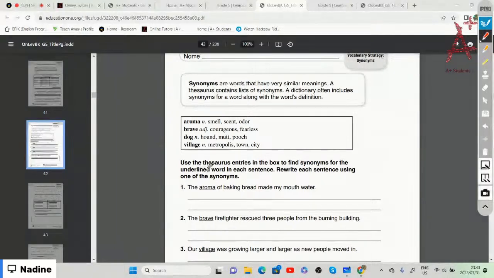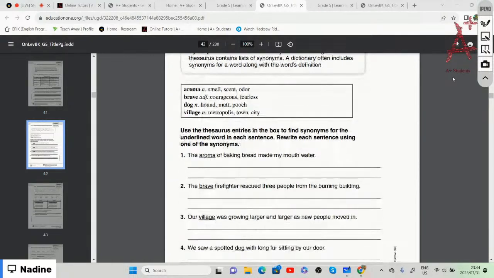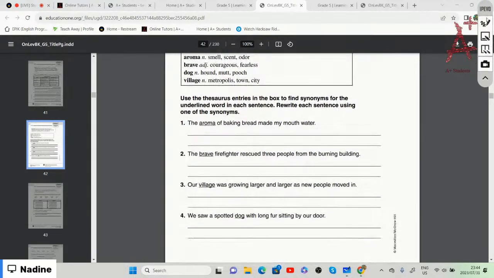Okay, so now they're saying use the thesaurus entry. Here we have the thesaurus entry in the box. We need to use the thesaurus entries in the box to find synonyms for the underlined words. All right, let's go through the underlined words.